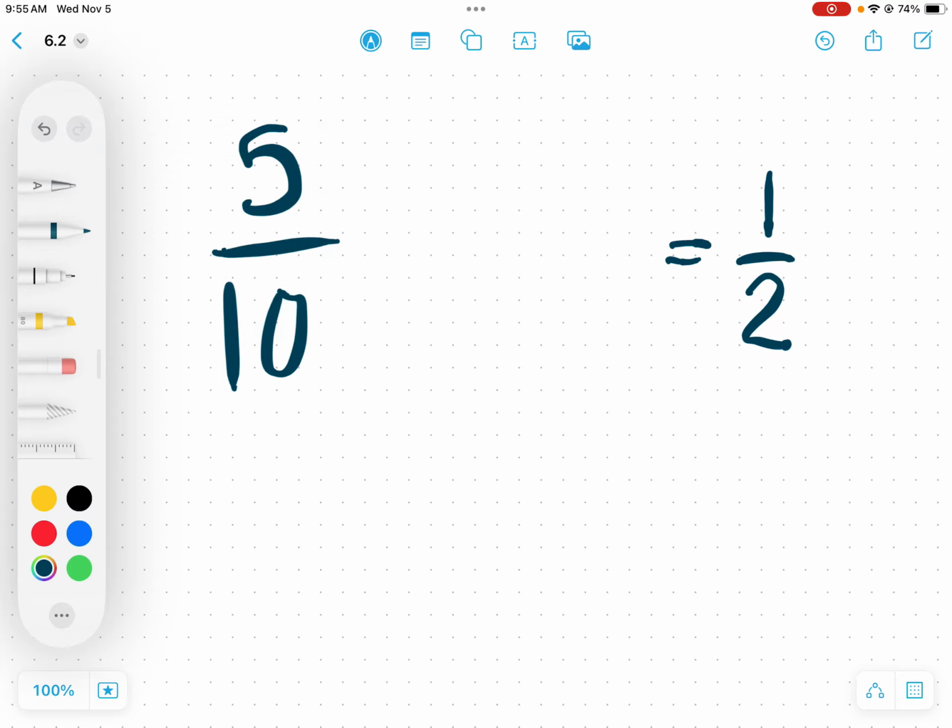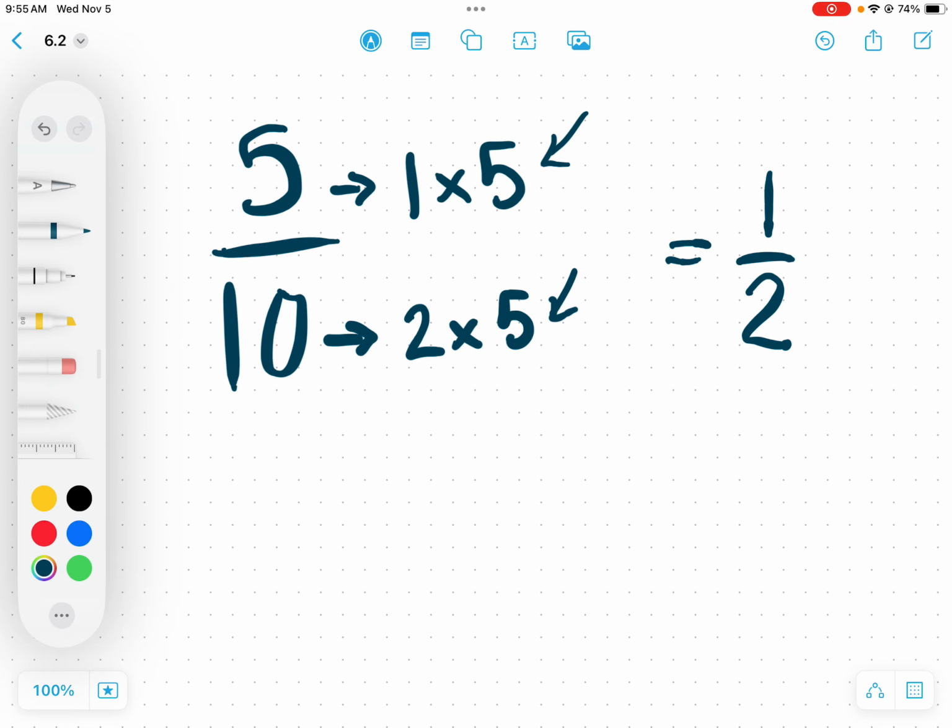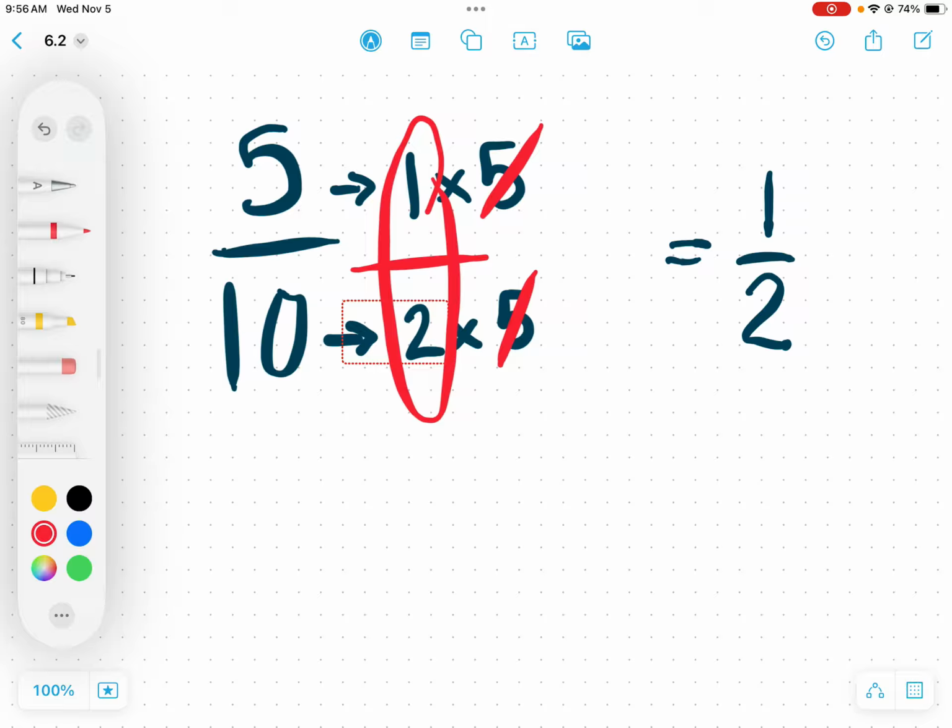The reason that simplifying works is because a way we can make 5 with multiplying is by doing 1 times 5, right? 1 times 5 is 5. And a way we can make 10 is by doing 2 times 5. Notice that the top and the bottom both have a 5 in common. If we get rid of those 5s, you're left with 1/2. So that's why simplifying works: when you break down these numbers into what they are made out of by multiplication, you can get the reduced fraction version.